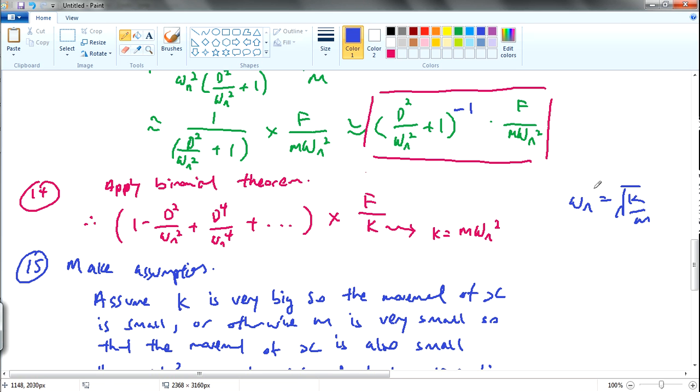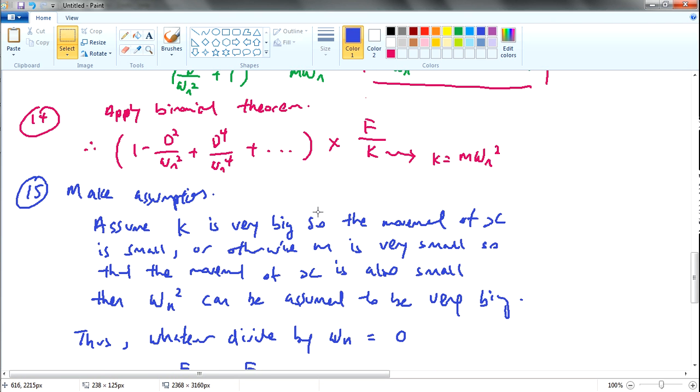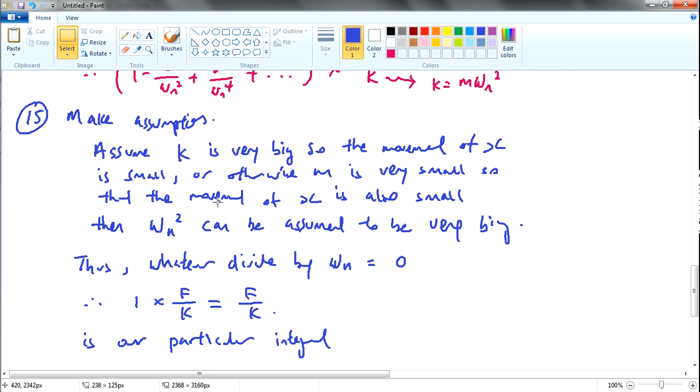You bring this out, you become omega n squared, and then you bring the m out, you have k. So this is just a manipulation. Anyway, after which you get this thing, and then you make assumptions. This assumption is a little ridiculous, but yeah. So assume k is very big.